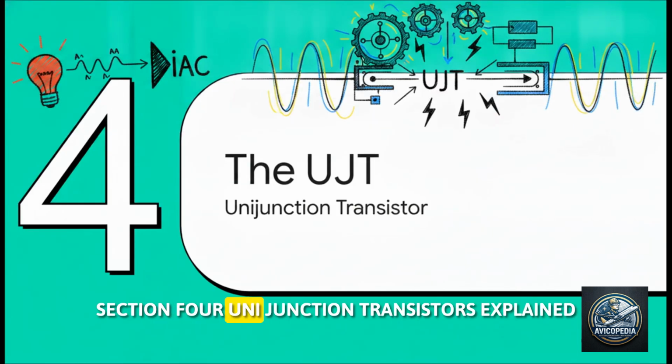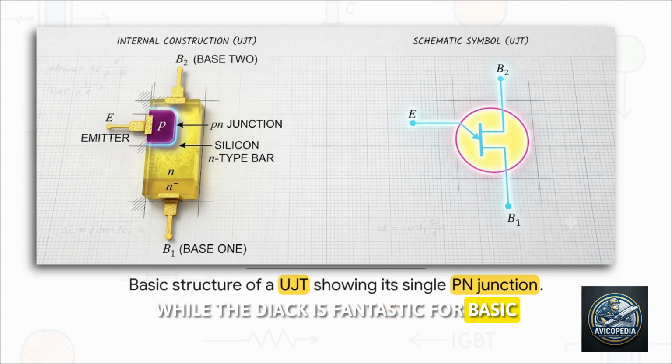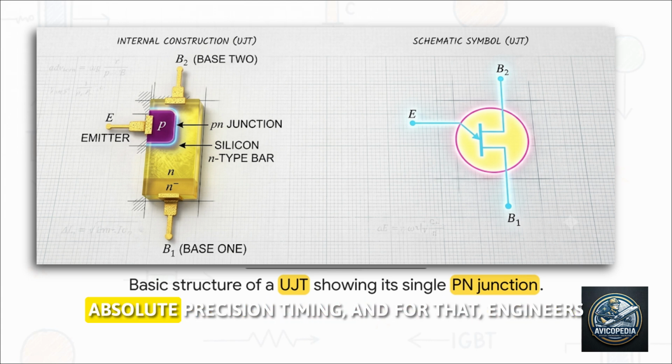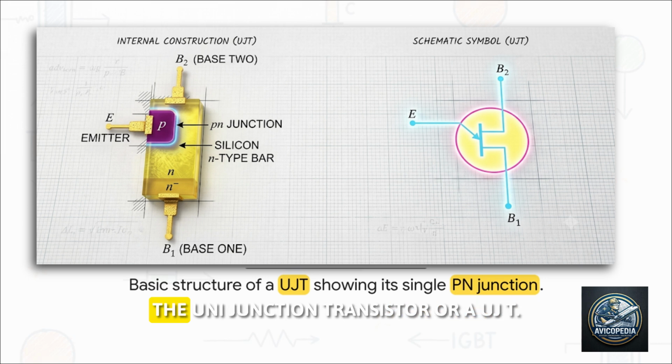Section 4. Unijunction transistors explained. While the DIAC is fantastic for basic triggering, complex industrial power systems require absolute precision timing, and for that, engineers turn to a totally different, highly specialized component, the unijunction transistor, or UJT.